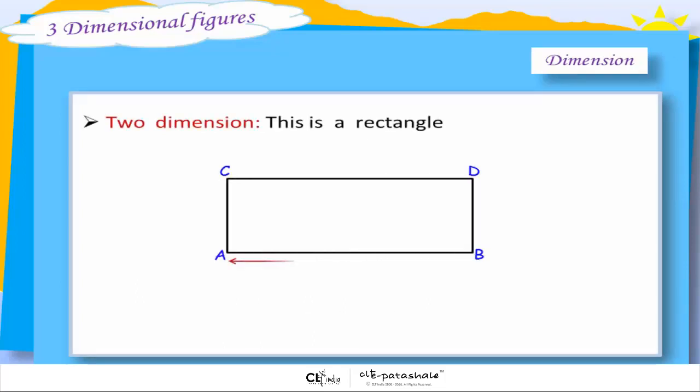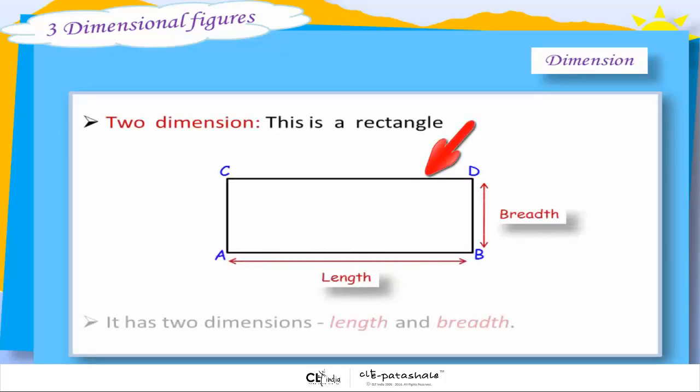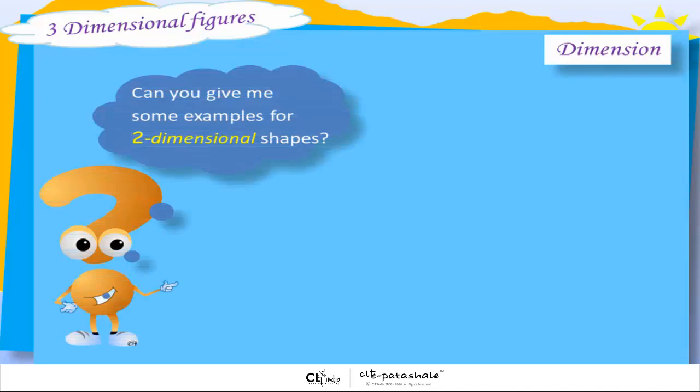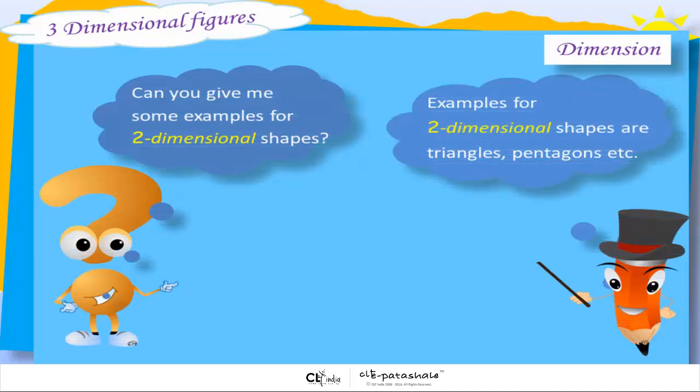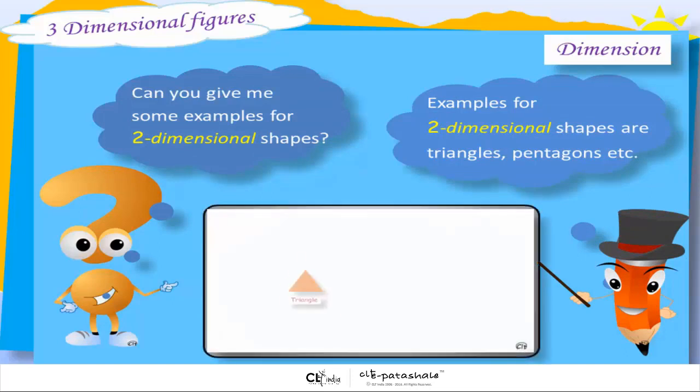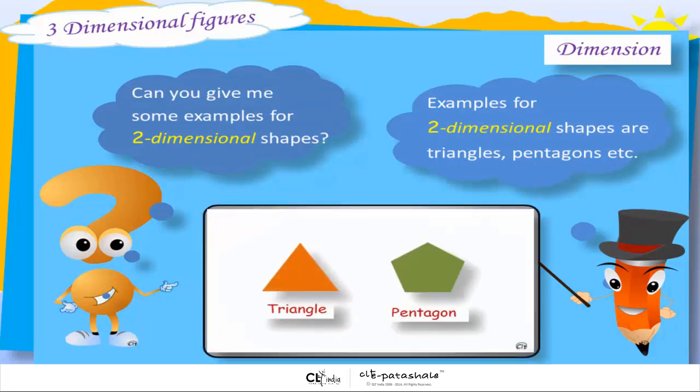Two dimension. This is a rectangle. It has two dimensions, length and breadth. Can you give me some examples for two-dimensional shapes? Examples for two-dimensional shapes are triangles, pentagons, etc.